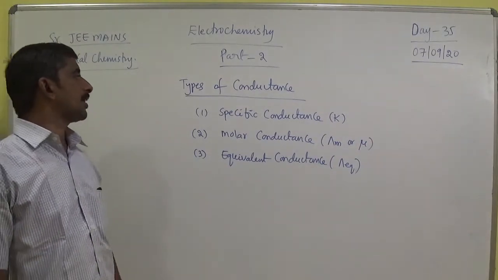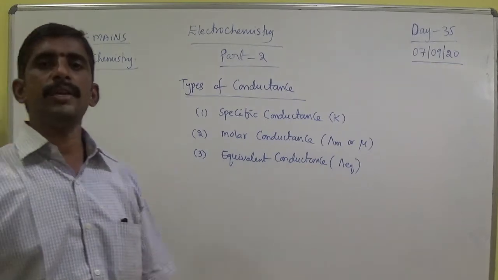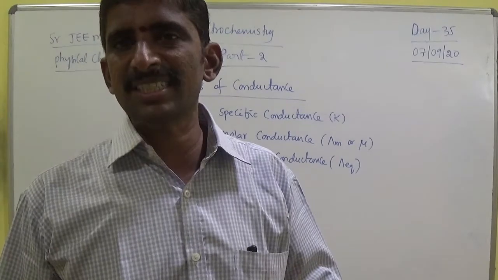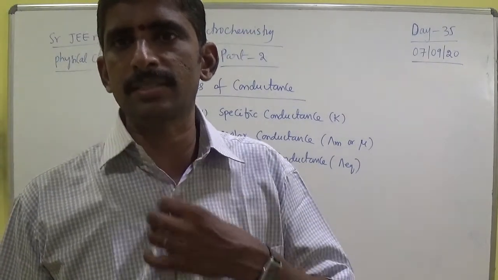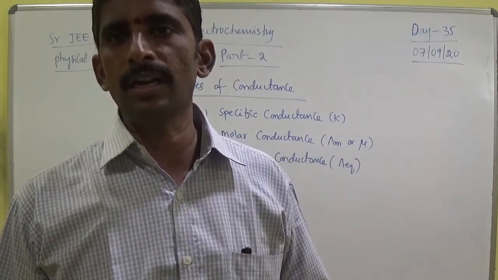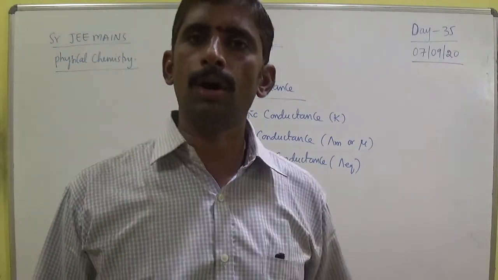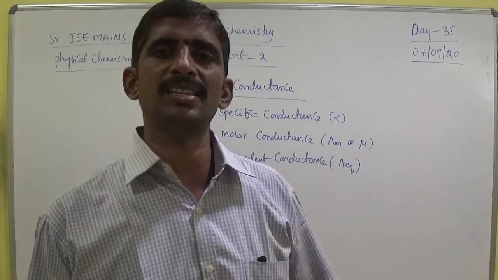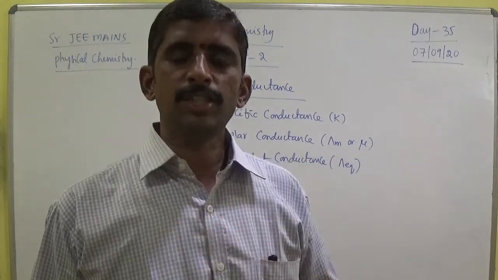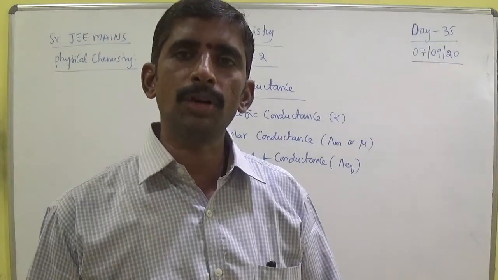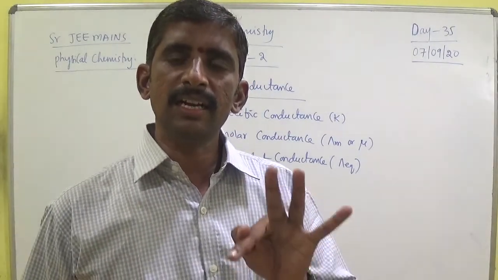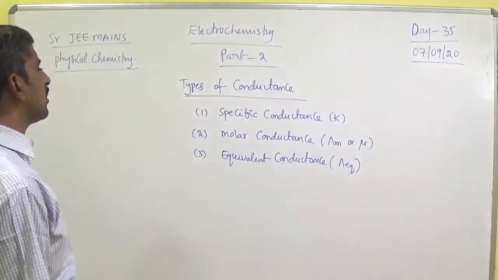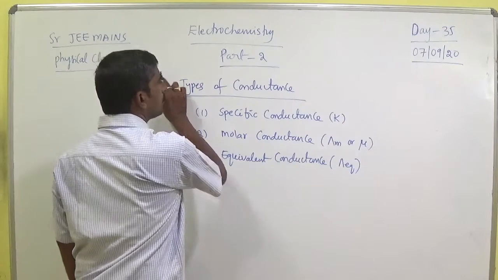So, 3 types of conductance. First one is specific conductance. Conductance means the reciprocal of resistance is known as conductance. Units of conductance: ohm inverse, or mho, or simply Siemens. Siemens is the SI unit of conductance. Now I am explaining specific conductance.